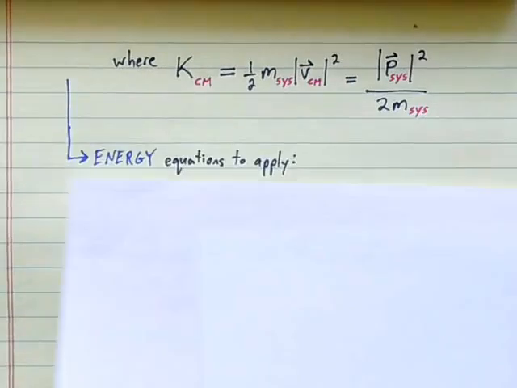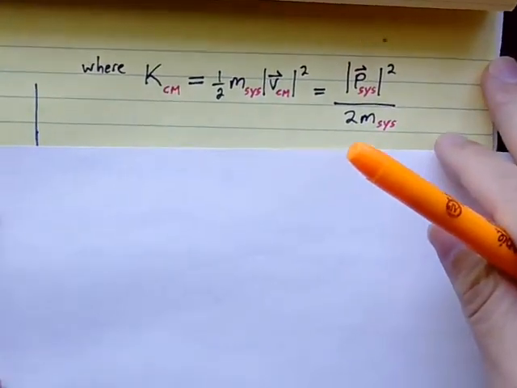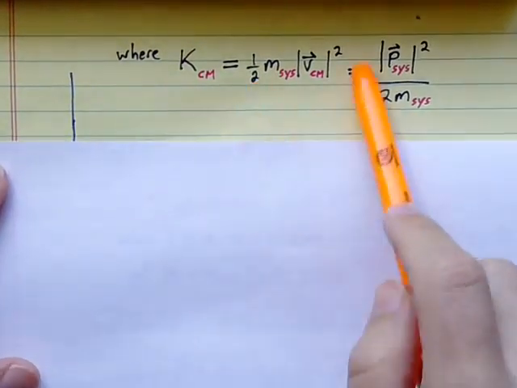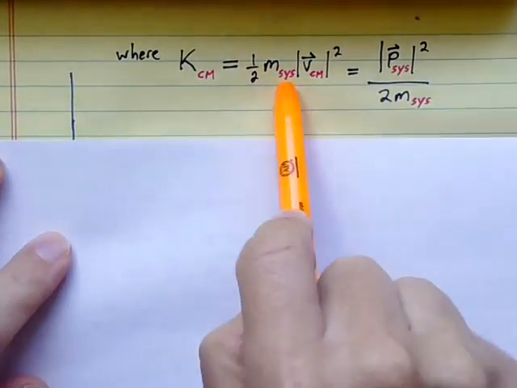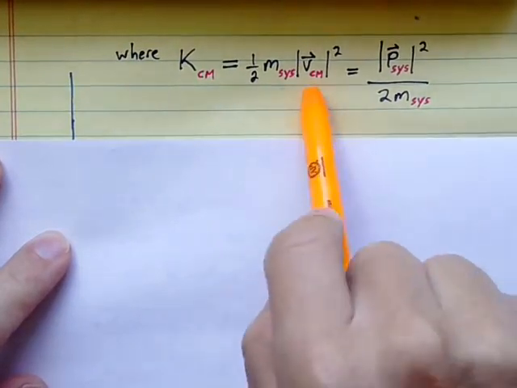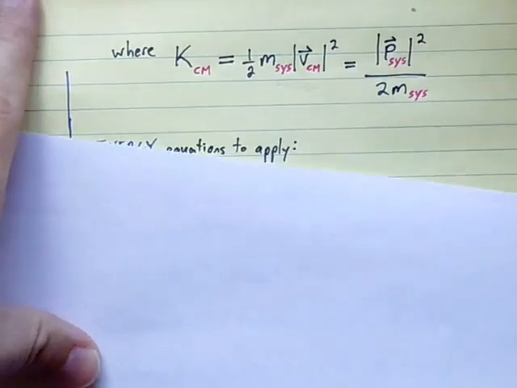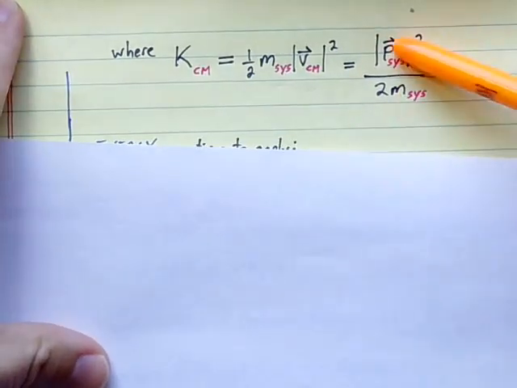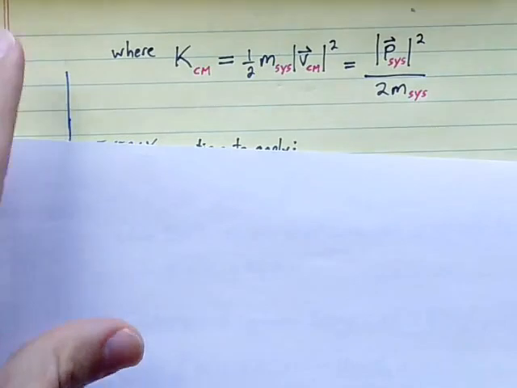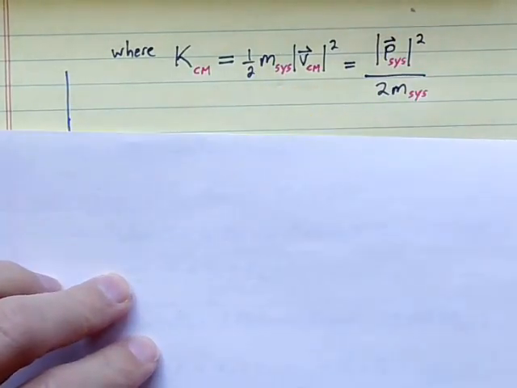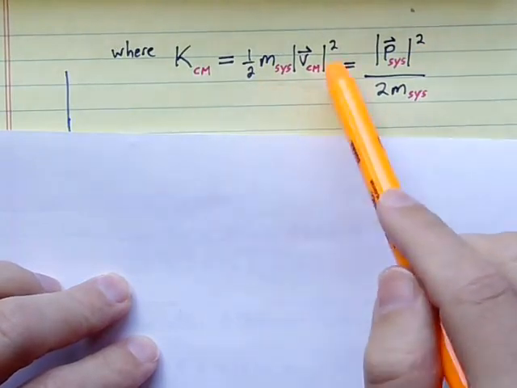And that quantity is not necessarily the total kinetic energy of the system. It's specifically this: 1/2 the total mass of the system times the speed of the center of mass squared. You can also write that in terms of the momentum of the system: the magnitude of the momentum squared over twice the mass of the system. Okay, not every object in the system is necessarily moving at this speed.